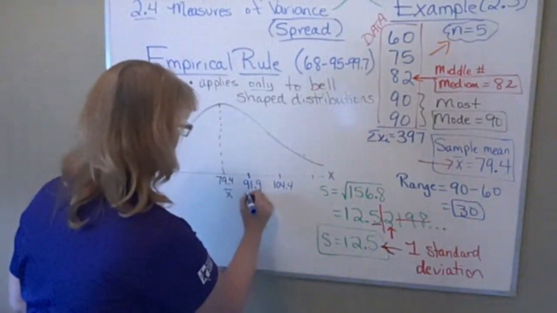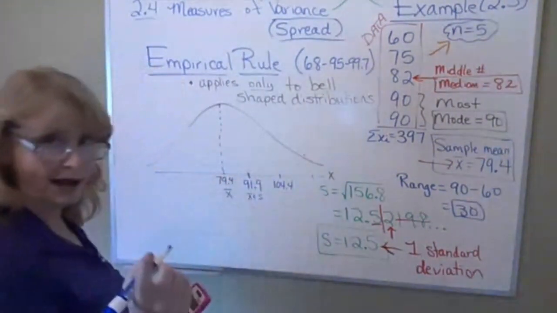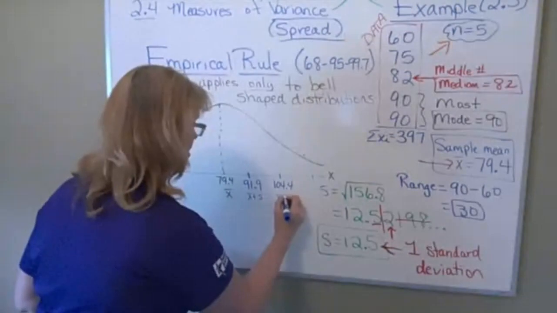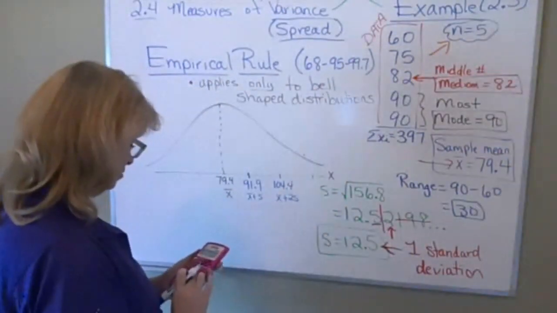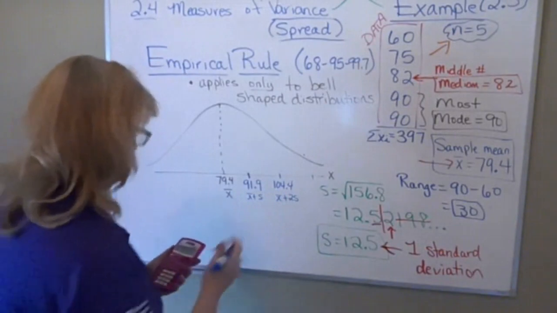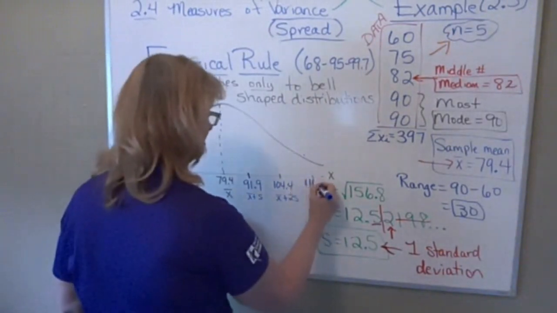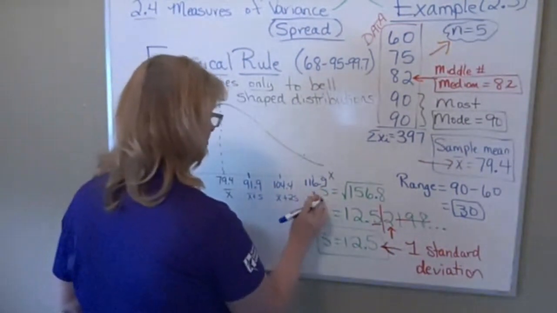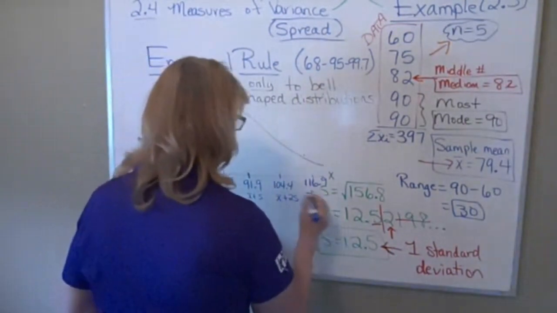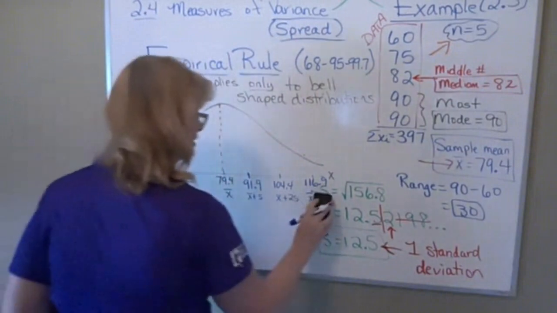So this is x bar plus 1s. This is x bar plus 2s. And then I'll add 12.5 and I get 116.9. And that's x bar plus 3s.